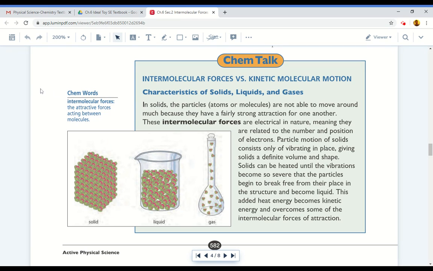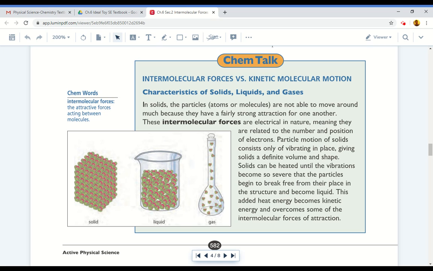In solids, the particles, atoms or molecules, are not able to move around much because they have a fairly strong attraction for one another. These intermolecular forces are electrical in nature, meaning they are related to the number and position of electrons. Particle motion of solids consists only of vibrating in place, giving solids a definite volume and shape.